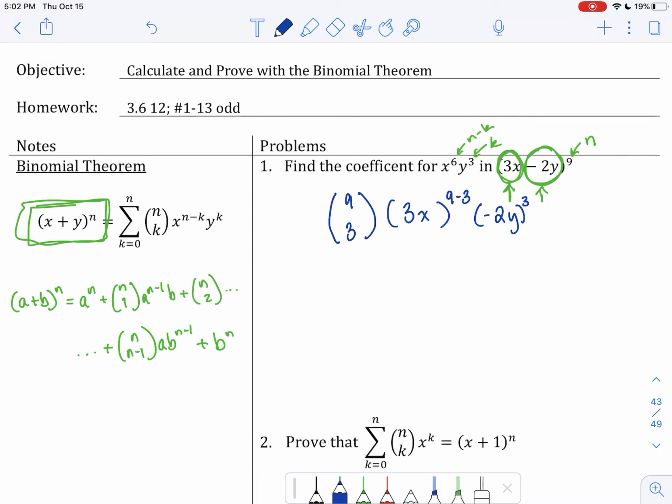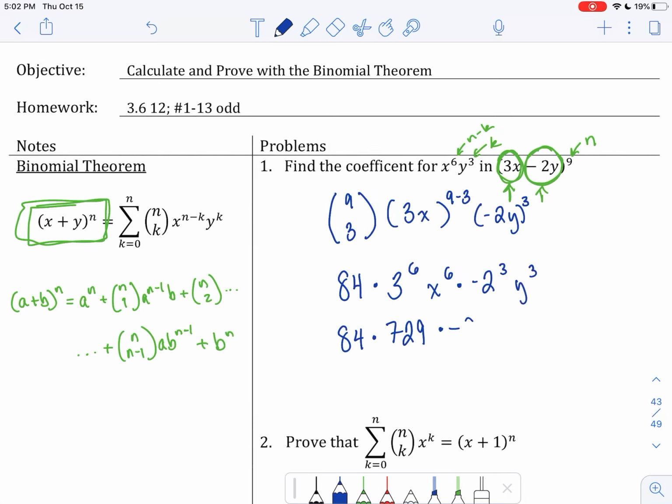From here, it's straightforward algebra. The numbers get a little bit big, so you will end up using your calculator for a little bit. 9 choose 3, you can do without a calculator, but you end up with 84. This is the one where I think you'd probably want a calculator, because now you have 3 to the 6th for your x to the 6th. And I don't necessarily want to do 3 to the 6th by hand. It is 729. And then negative 2 to the 3rd, that's fine by hand.